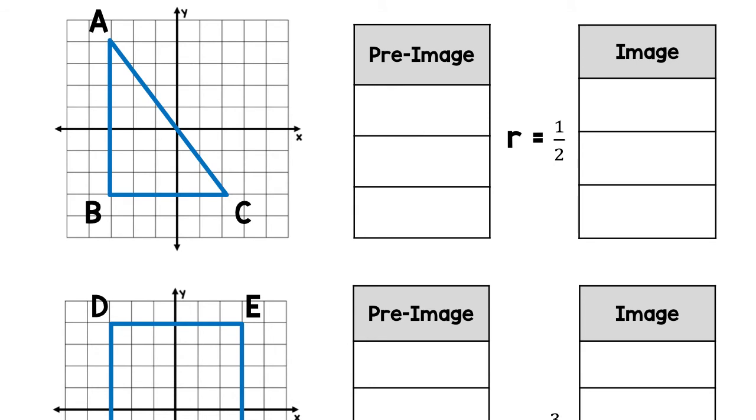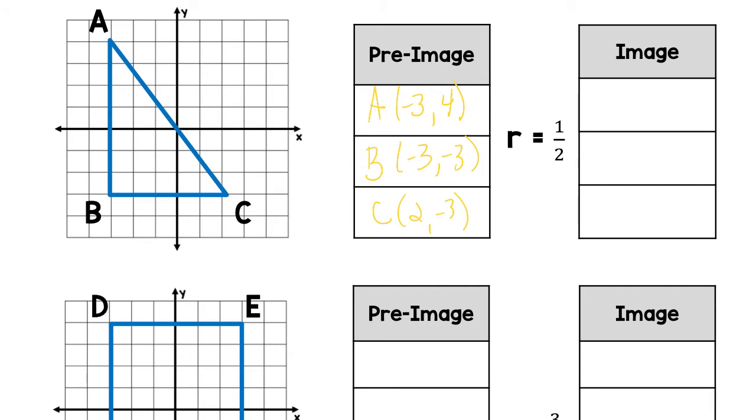Let's write down the points for our pre-image. Point A is at 1, 2, 3, -3. 1, 2, 3, 4. Point B is at -3, -3. And point C is at, oh, nope, just kidding, it's at 2, -3. Our R, our dilation coefficient, is 1/2.